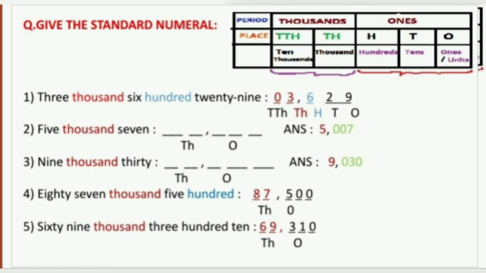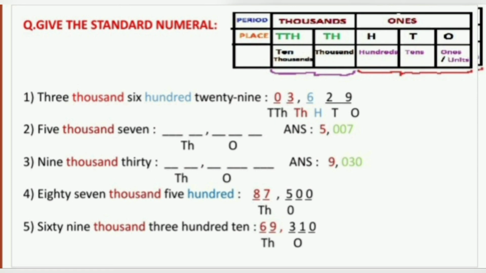Now come to the third question, 9030. So 5 blanks first. Before the comma, the number to be written for thousands is only 9. You can write 9 or 09 as you wish. Now after thousand you can see 30 is given, and for that you have 3 places. So how will you write 30 in 3 places? That is 030.